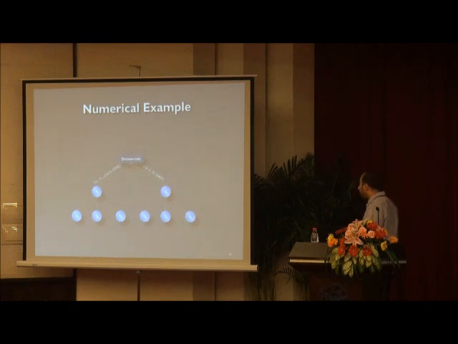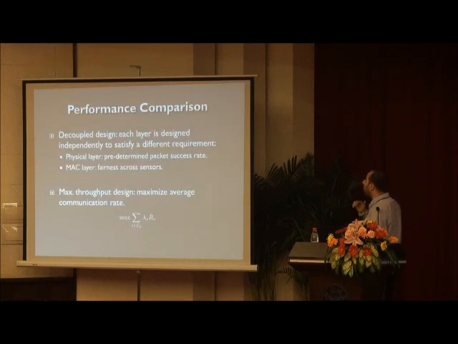So this is a numerical example for our network composed of eight nodes and the decision unit. And we modeled this system and compared it to other approaches for the design and implementation. The first approach is the decoupled, where we do not integrate any layer. For the physical layer, for example, we say, okay, we will set a communication rate to guarantee a minimum success rate of, let's say, 90% of the time. For the MAC layer, usually it's designed to guarantee fairness of sensors.